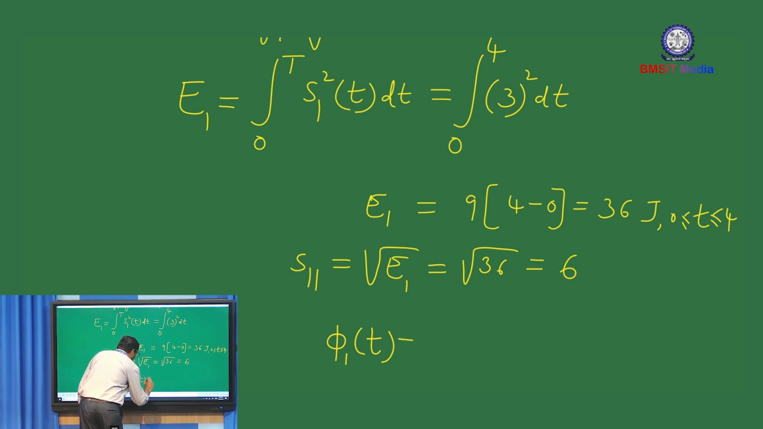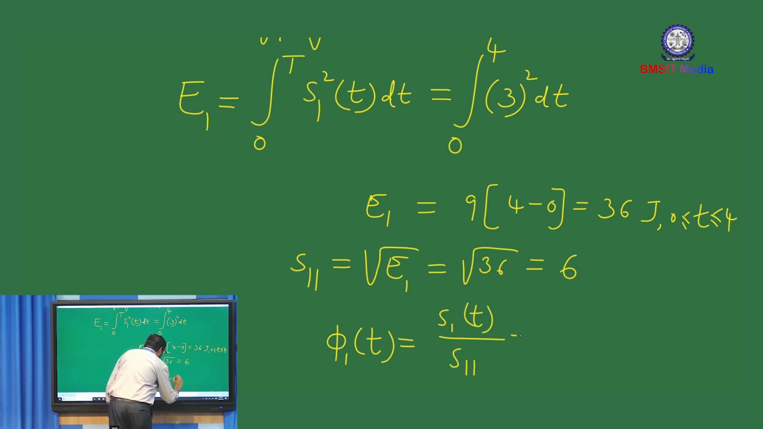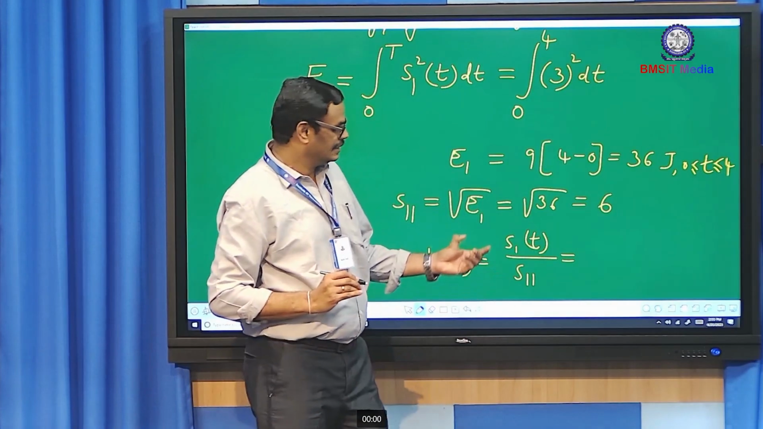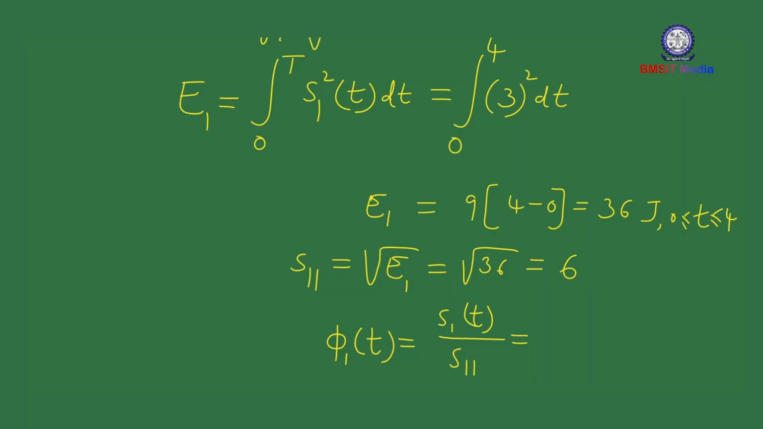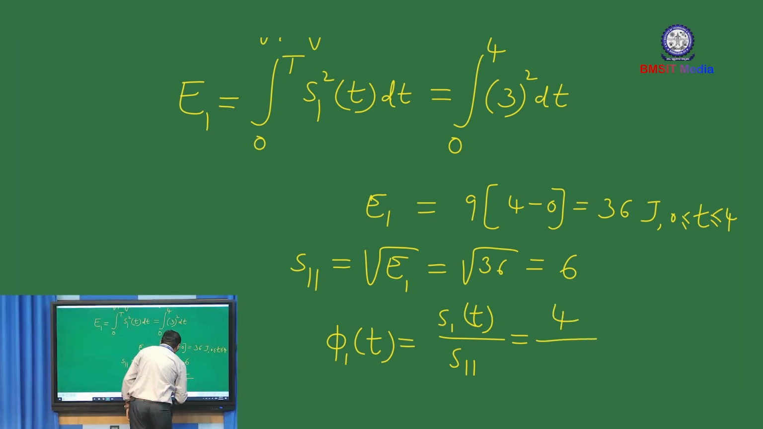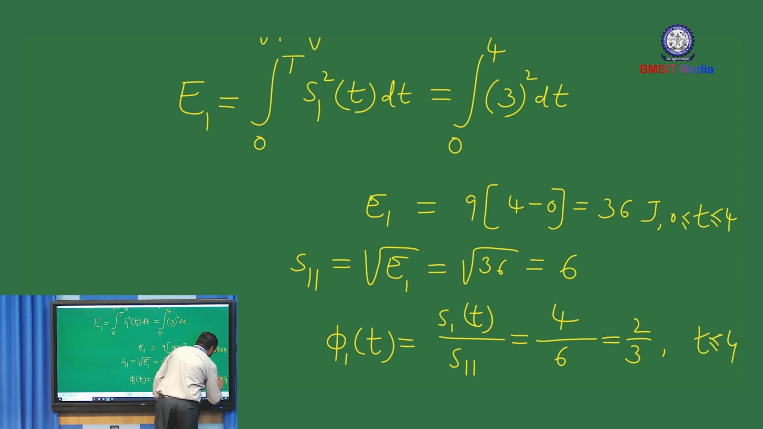So pi 1 of t is equal to S1 of t divided by S11. The value of S1 of t is 3 over the interval 0 to 4. So I can substitute 4 and the value of S1 is 6. So 2 2s are 2, 3 2s are 6. So 2 by 3 is the value of pi 1 of t over the interval 0 to 4. T less than 4 and greater than or equal to 0.